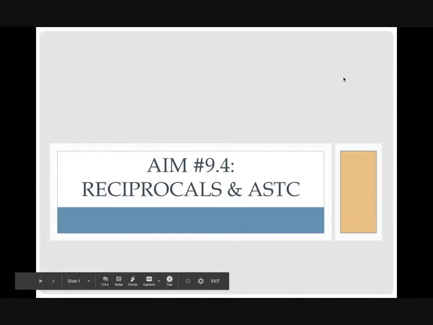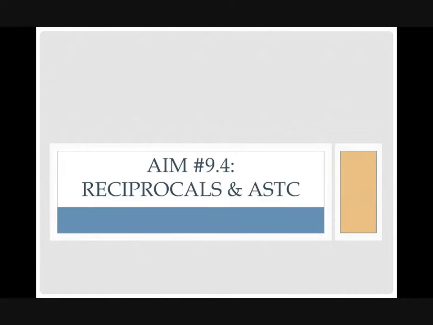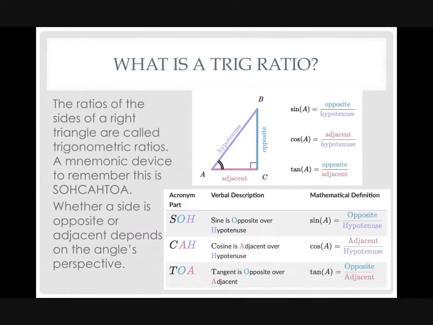So our aim today is 9.4, reciprocals and ASTC. So what is a trig ratio? Ratios of the side of a triangle are called trigonometric ratios. A mnemonic device to remember this is SOHCAHTOA.